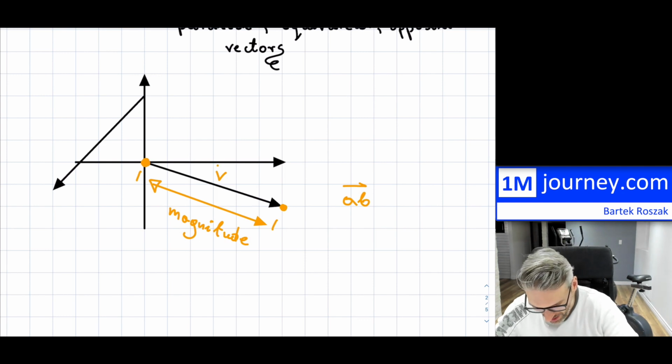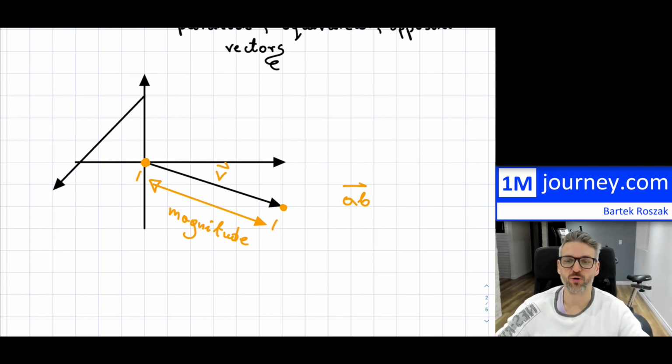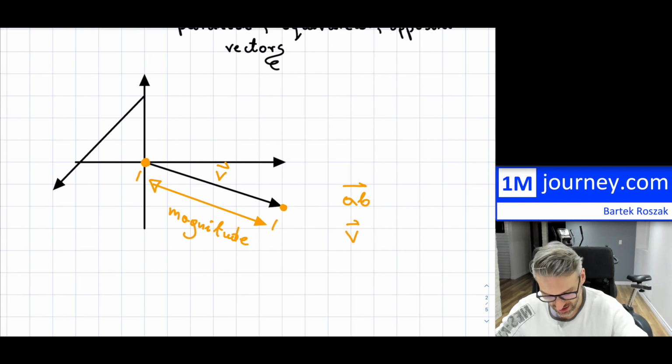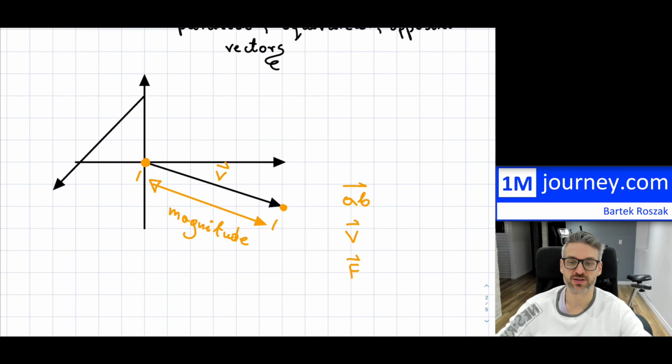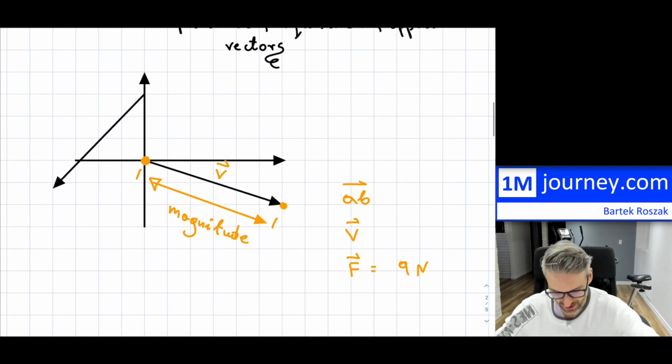But you can say V, and then you put a little arrow over it, and that could have been another notation that you have. Now, if you want to make it specific, maybe you're talking about a force. So instead of V, maybe this was a force, and you would have done this. And then this force would have had a certain magnitude, maybe 9 newtons. And then it would have a certain particular direction.